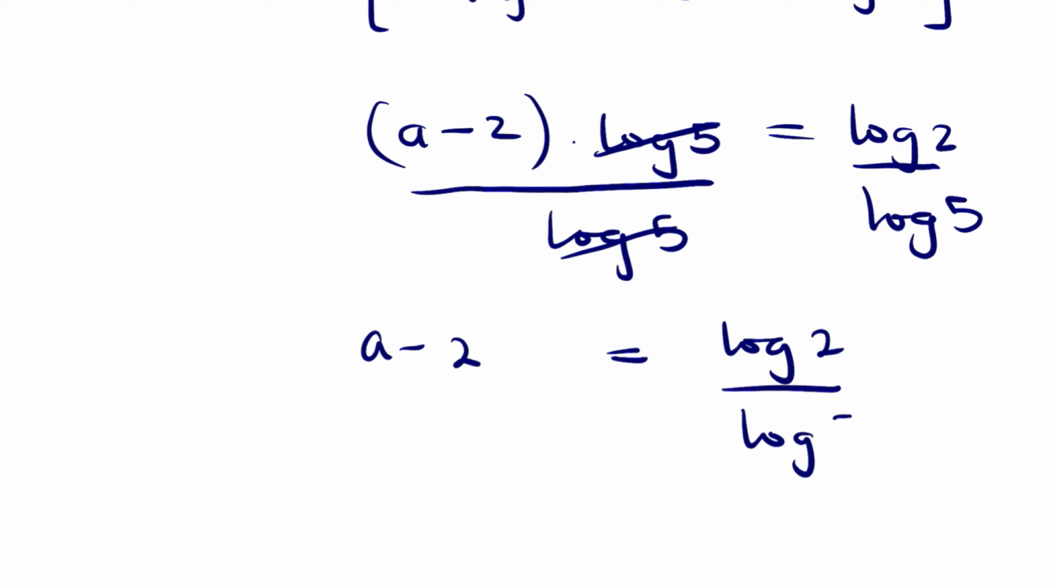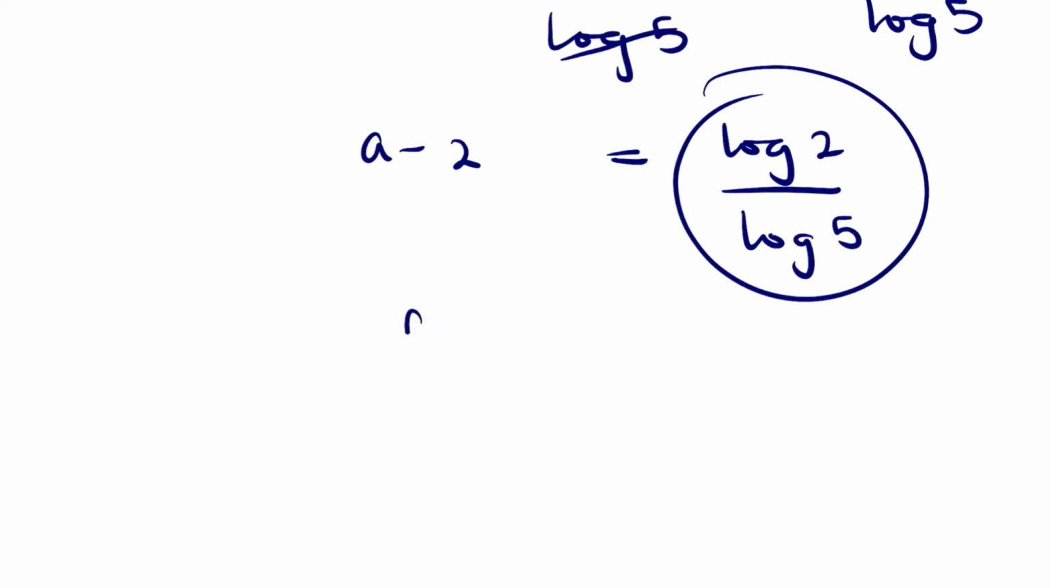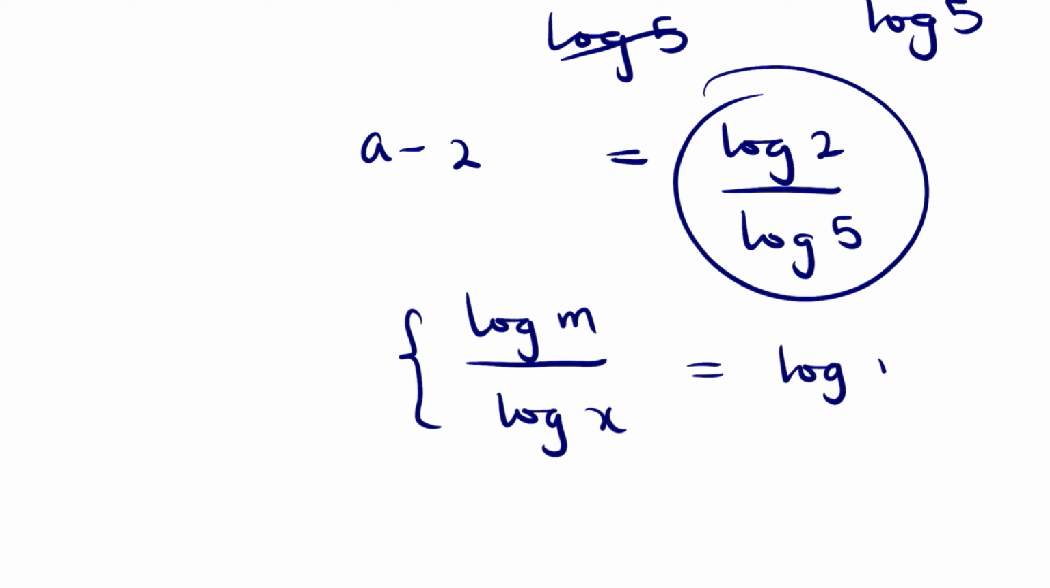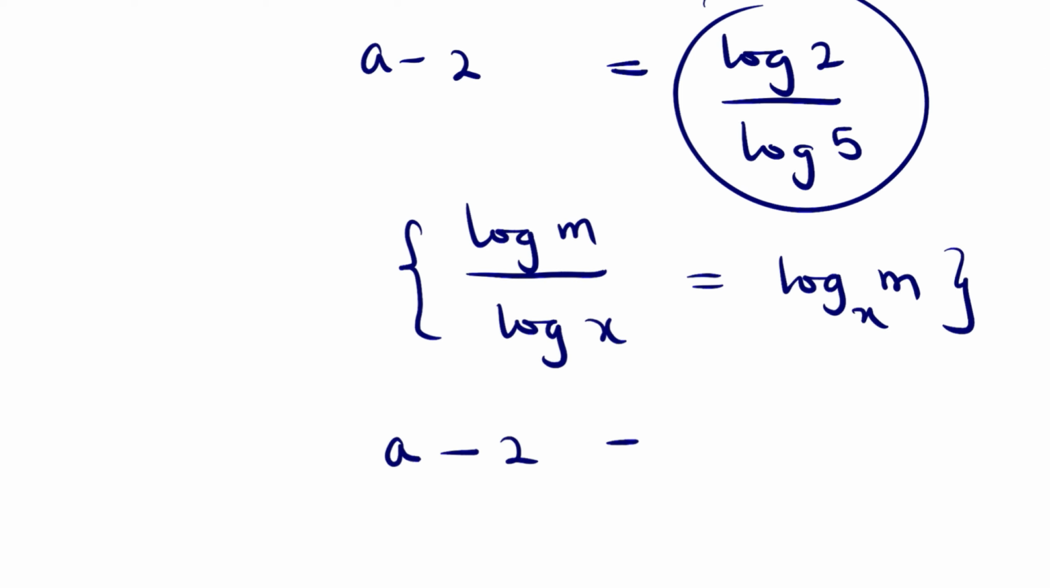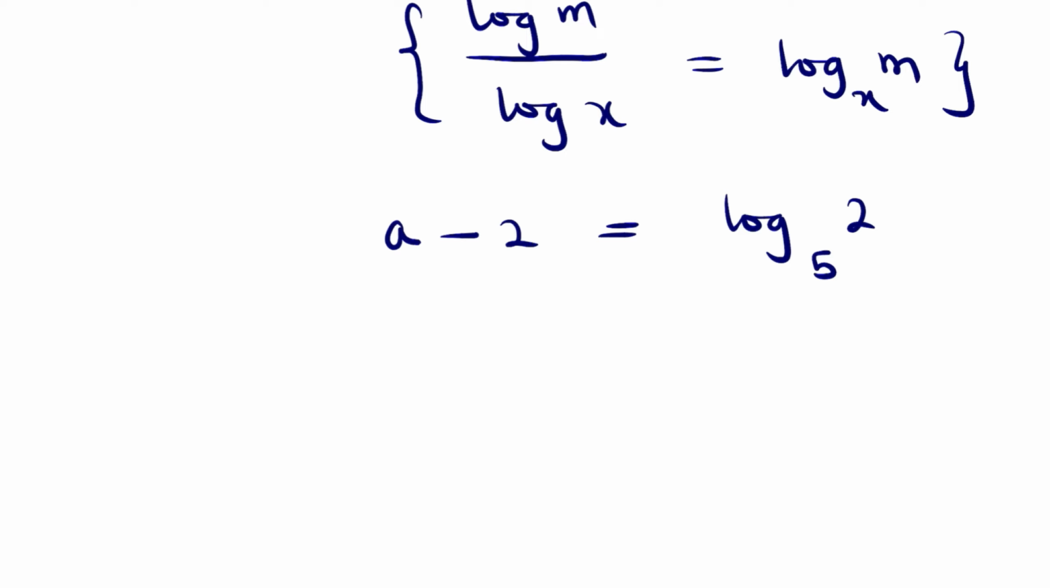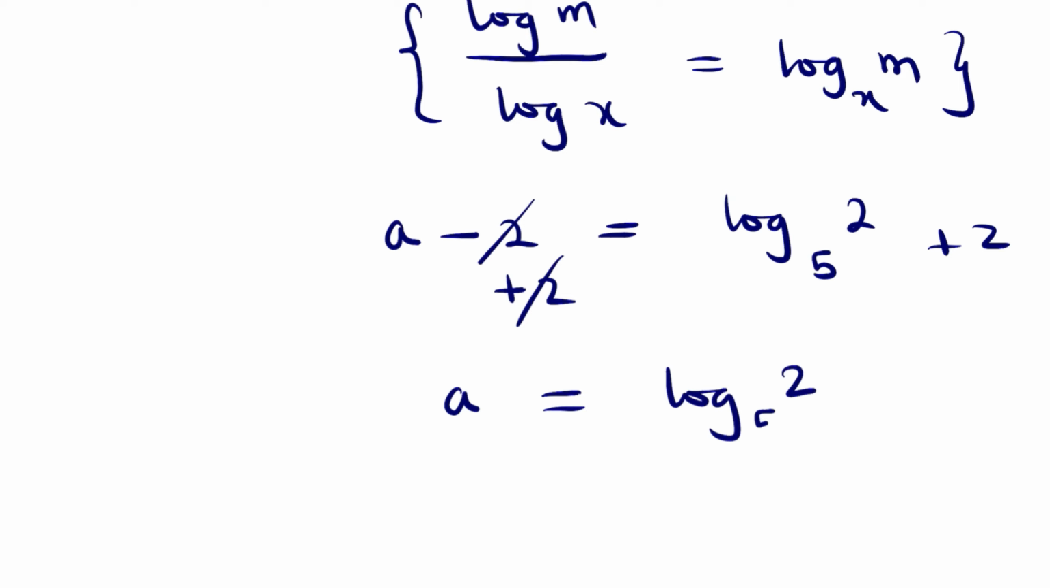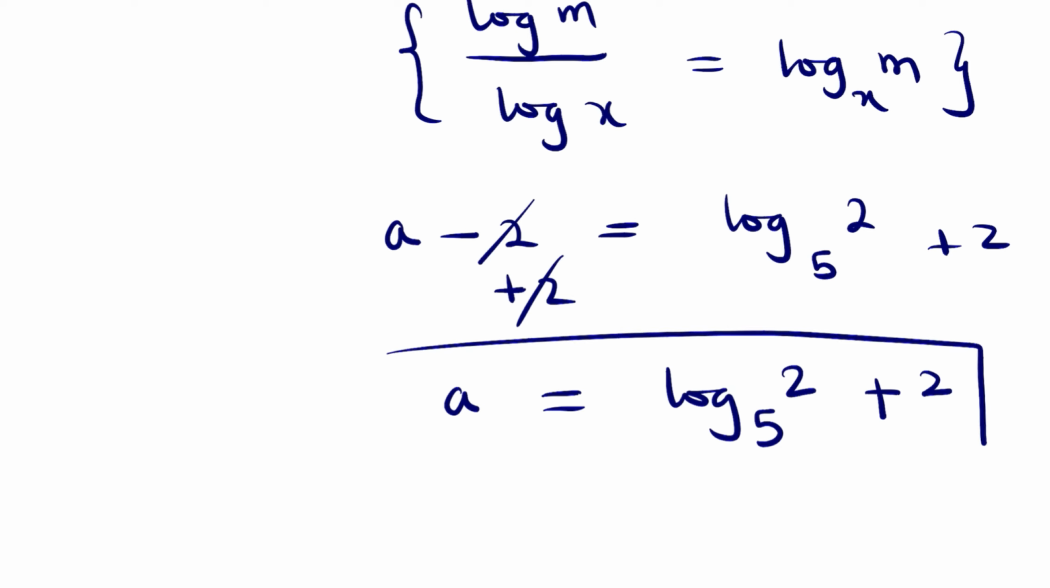We can make the expression on the right a little more tidier by applying the law of logarithm that says when you have log m, for instance, divided by log x, you can write this simply as log m base x. And that will mean that a minus 2 is equal to log 2 base 5. Now let us solve for a. A minus 2 is equal to log 2 base 5. If we add 2 to both sides, then we have a is equal to log 2 base 5 plus 2. This will be our final answer.